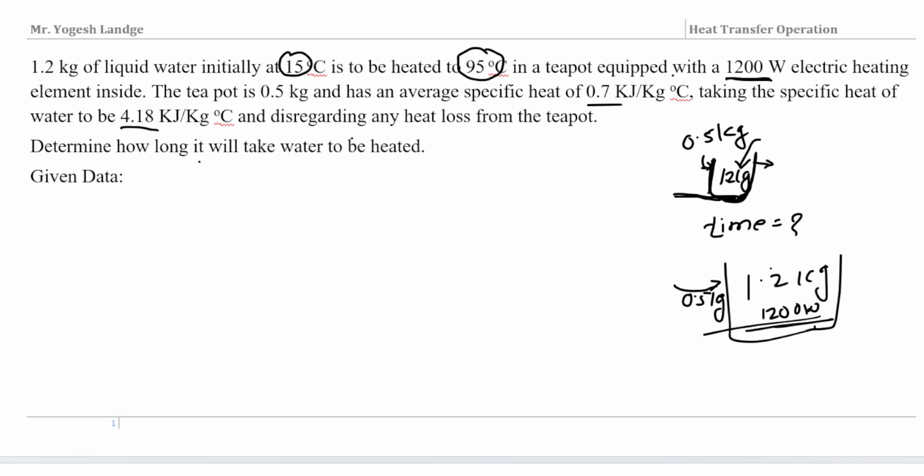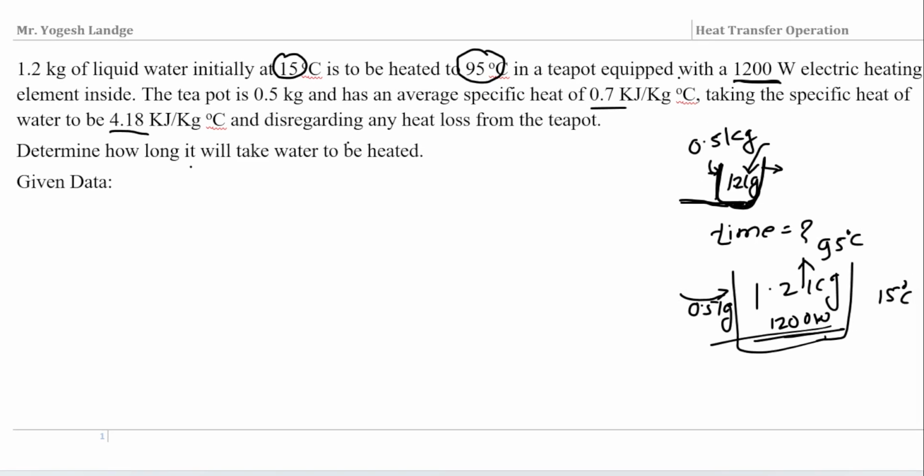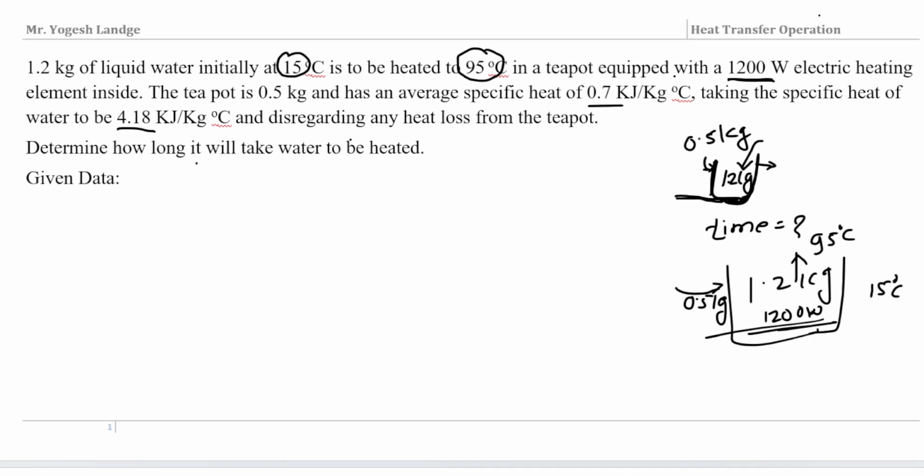The initial temperature of the water is 15 degrees Celsius, and we have to heat it up to 95 degrees Celsius. So what is the time required for this case, for the temperature rise from 15 degrees Celsius to 95 degrees Celsius? This time period we need to calculate with the given power and other conditions.